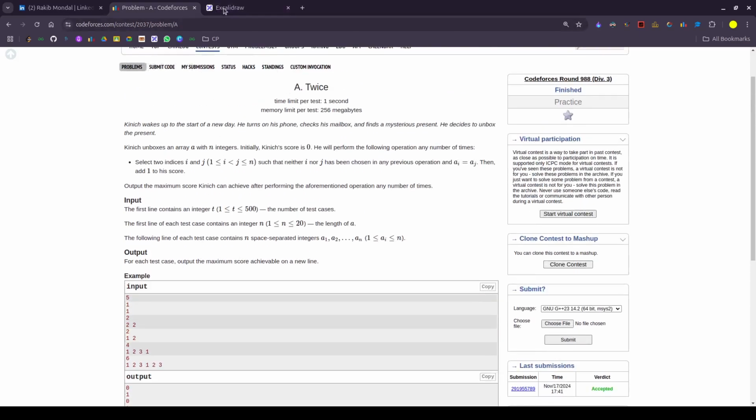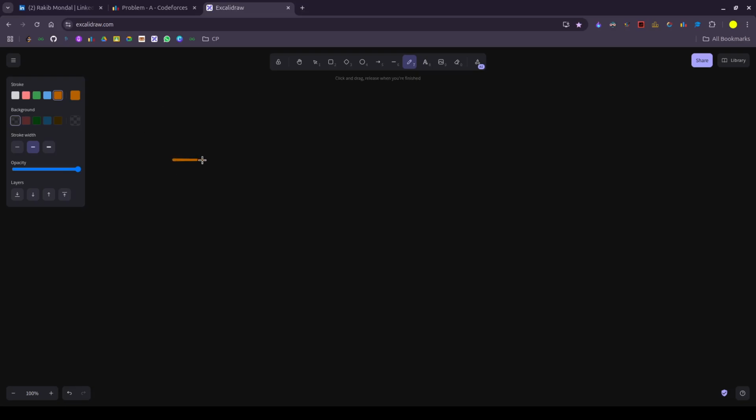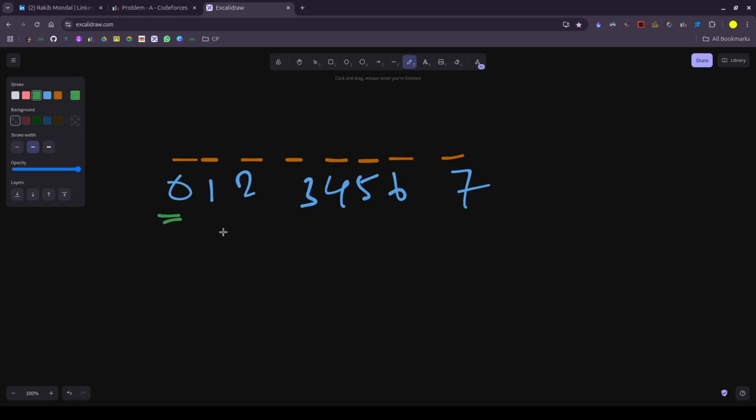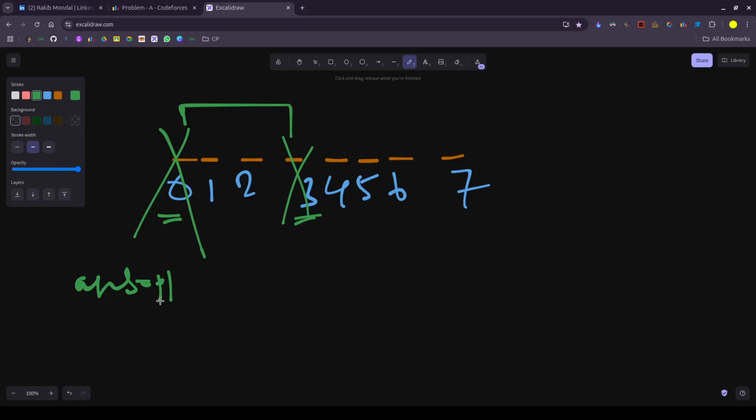So basically the problem says that we will be given an array of integers. We have to just choose some indices which are not selected previously, and the values at those two indices will be the same. Then, if the values at the two previously unselected indices are equal, we will add 1 to our answer.